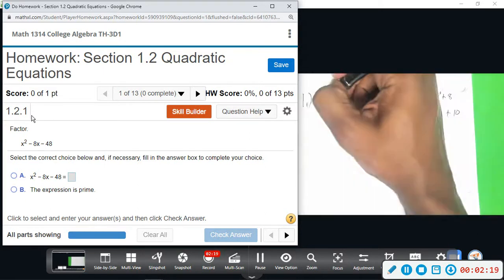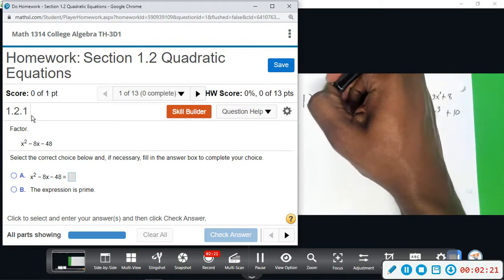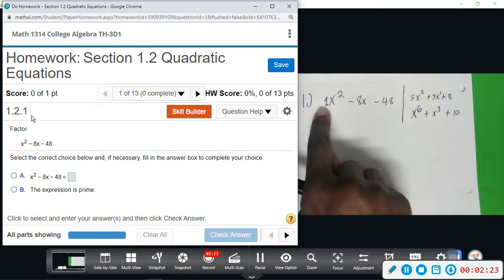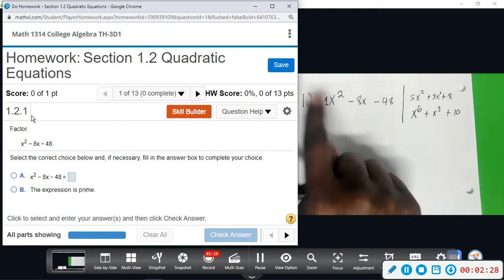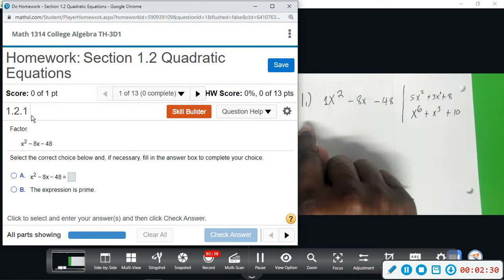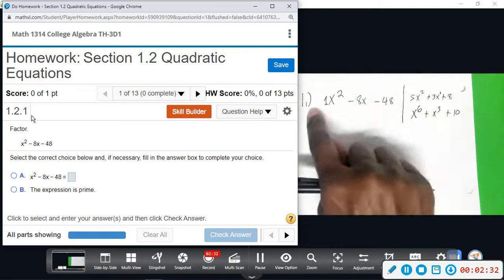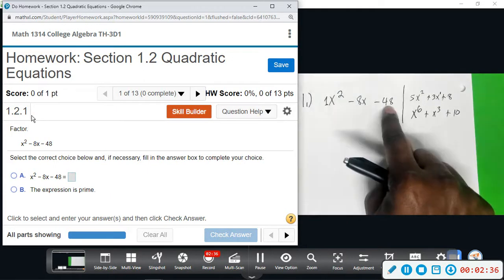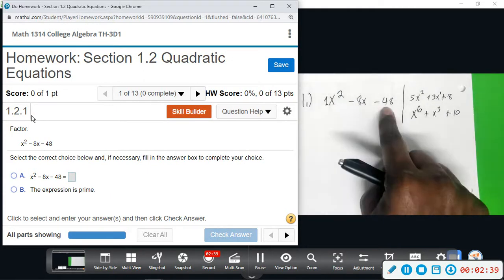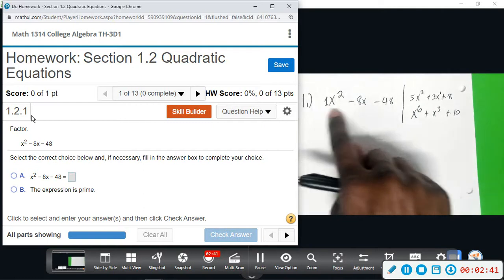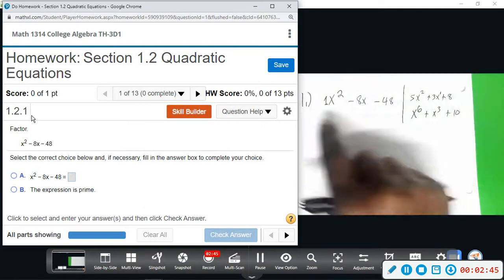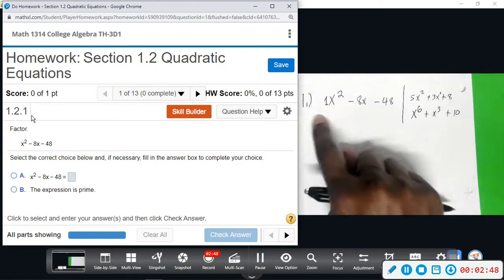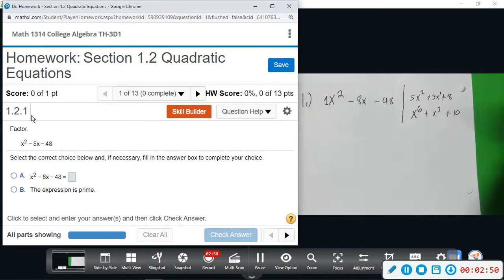So the first thing you do is make sure the leading term is positive. This has to be positive, and it is. And if that's the case, then we will try to make this smaller, like if we can reduce anything. If all of these terms have something in common, 1, 8, and 48, which they don't, we can only divide by 1, and 1 will not change the problem. So check this is positive, reduce if you can, and then we start the factoring process.